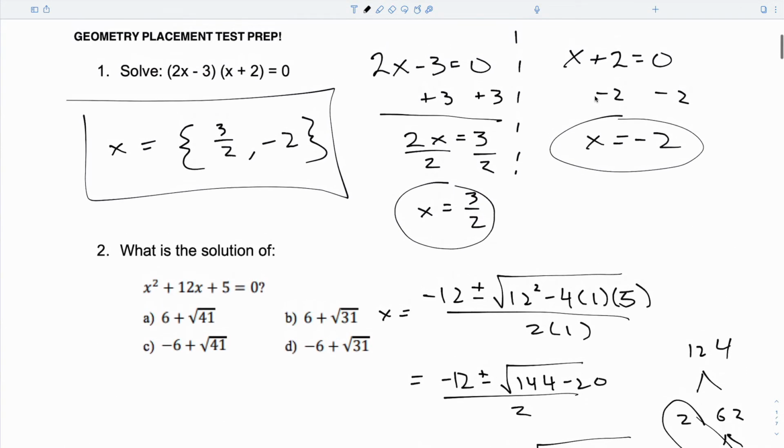Okay, so go ahead and check number 1. You should have set it equal to 0. If it says solve, it's just asking you to make x by itself. Treat it like an equation, and your roots would be 3/2 and -2.